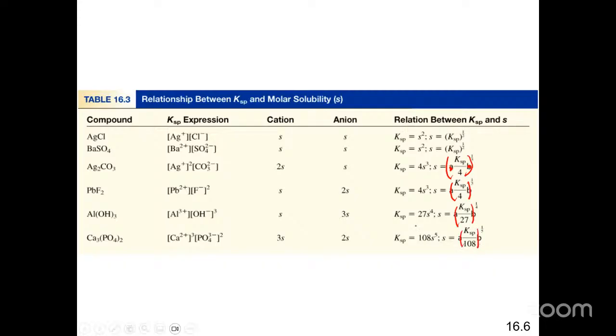All right? So basically, based on the stoichiometry of the equation, we can come up with a mathematical relationship between the KSP and the solubility, and therefore you can solve one if you know what the other one is. So it all depends on the stoichiometry of the equation of the dissociation.